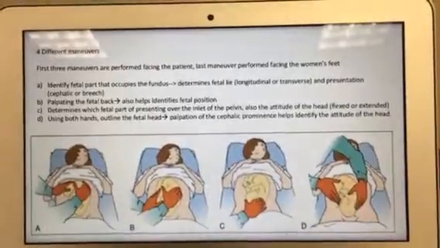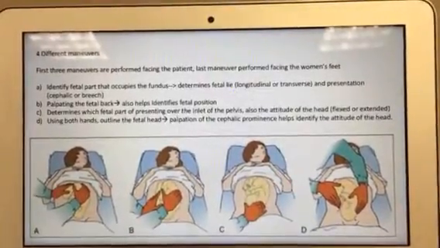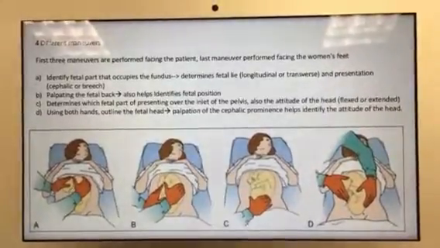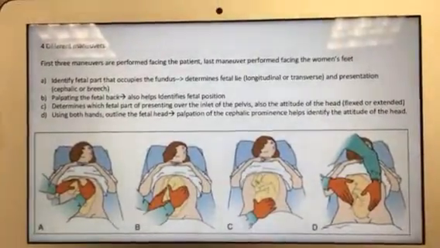So there are 4 different maneuvers with the Leopold maneuvers. For the first 3 maneuvers, you'll be facing the patient's head, and for the last maneuver, you'll be facing the patient's feet.